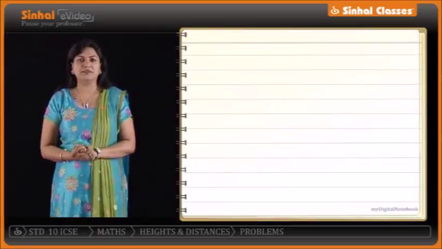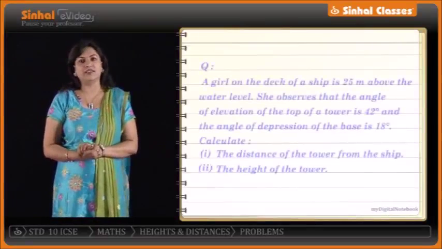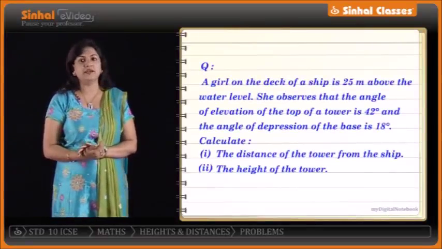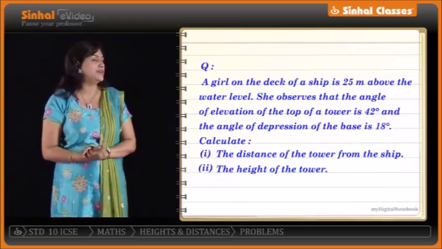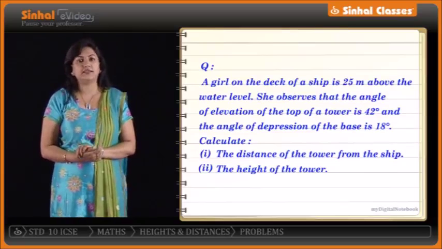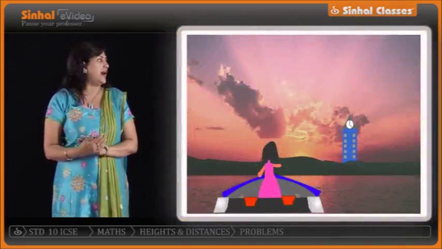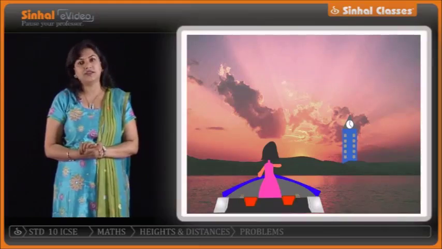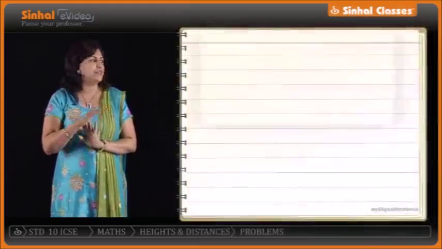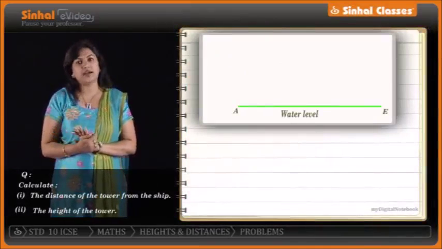Now our next problem is with a ship and a girl. The problem says a girl on the deck of a ship is 25 meters above the water level. She observes that the angle of elevation of the top of a tower is 42 degrees and the angle of depression is 18 degrees. Calculate the distance of the tower from the ship and also calculate the height of the tower. Now here we take the base of the ship as AE and deck of the ship as BD.